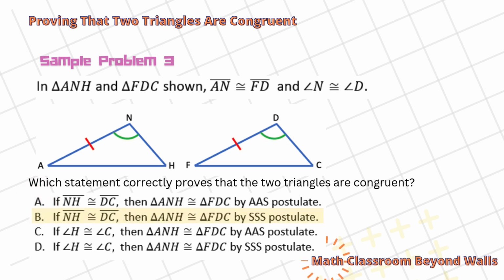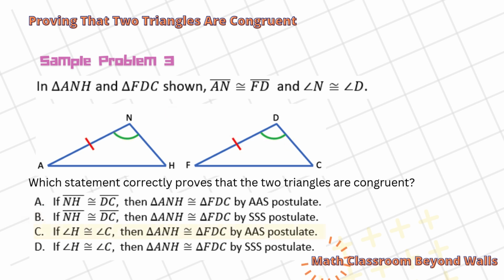Let us move on to option B. If side NH is congruent to side DC, then triangle ANH is congruent to triangle FDC by SSS postulate. Okay, so the same information as in option A is to be added. So we will just use the drawing we had earlier. Early on, we mentioned that the markings in both triangles display an SAS postulate. Option B is saying that it is an SSS postulate. So, option B is not an answer.